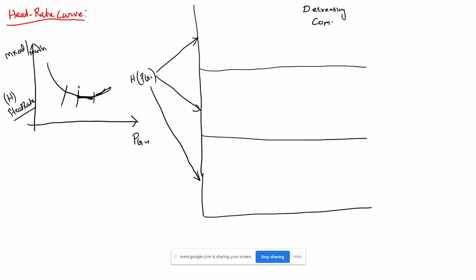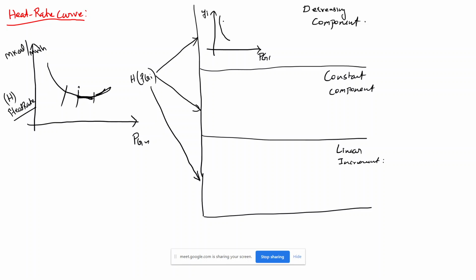Decreasing component and constant component, and then linear increment. Linear increment. So what is this decreasing component? This is again PGI, and I will take this as Y1, and it is decreasing from year to year, and I will call this A. So this is the decrement part I have taken from this part.